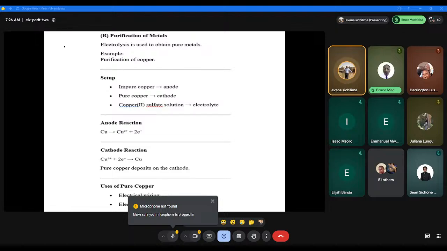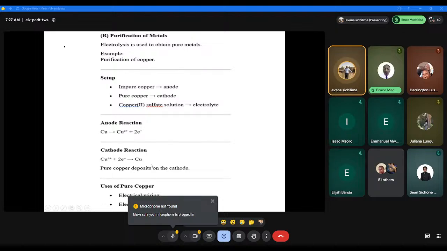So pure copper deposits on the cathode, and we have separated, or actually purified it from the impurities, and from the anode, which are the impurities, to the cathode, which is now pure copper. And in most cases, this is obtained at 99.8% pure. That's how effective this electrolysis process is.